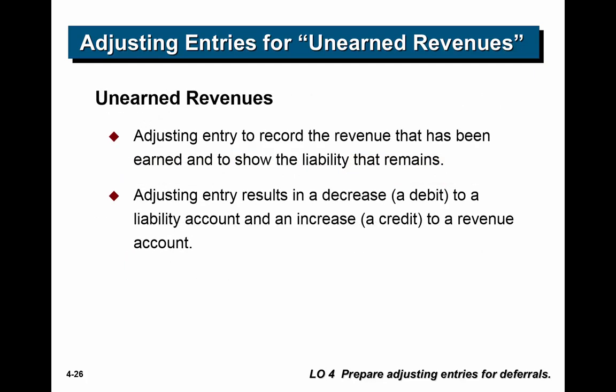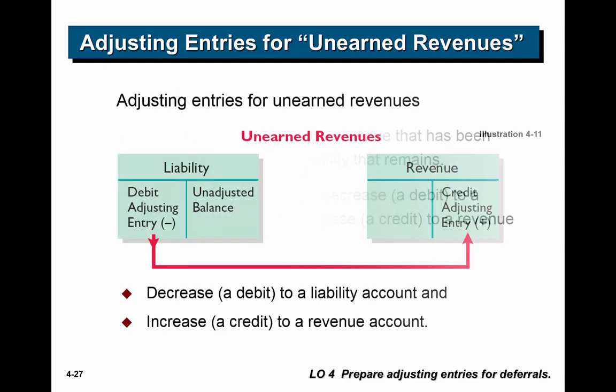All right, so our adjusting entry is going to record the revenue that we're earning now, and it's going to reduce the amount of liability that remains. That's the adjusting entry. So it's going to be a debit to a liability account and a credit to a revenue account. There's a graphical representation of the same thing.